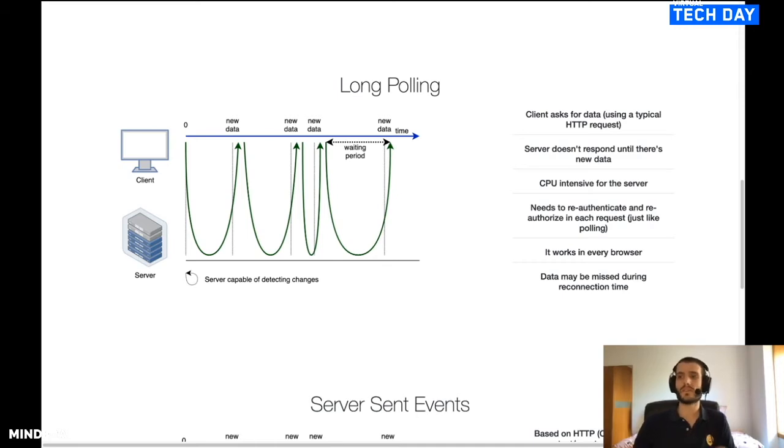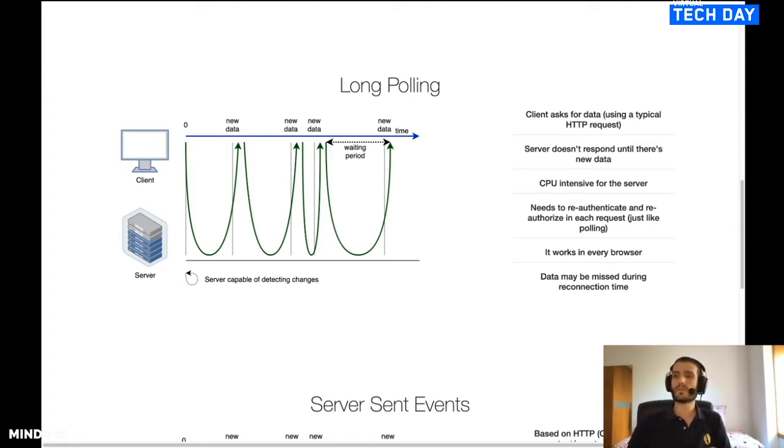Because of this, it's very CPU intensive for the server, and it's also not very lightweight, right? So every time you want to get new data, this also applies to polling as well. You need to re-authenticate and reauthorize, so you need to send all the headers or the filters, and the envelope for an HTTP request is not that little, so there is a bit of an overhead, right?